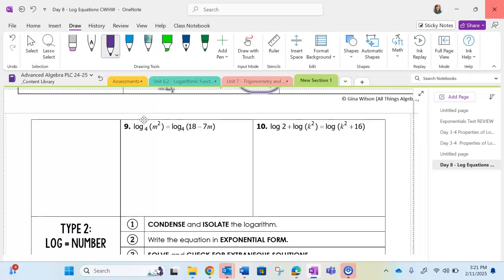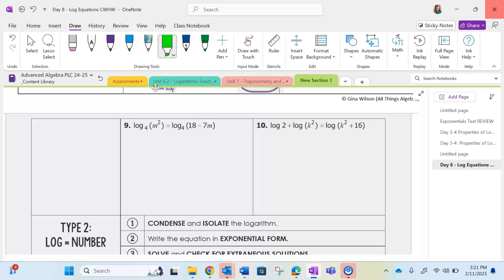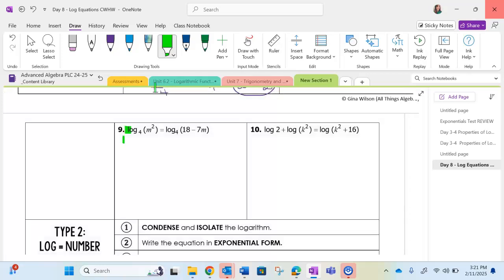All right, I'm going to do number 9 because that'll help you when we move into the next part in the next video. Okay, so here we go. Oops, let's keep it where it is. So log 4, log 4. Good, not a whole lot I need to do. So now I need to set m squared equal to 18 minus 7m.